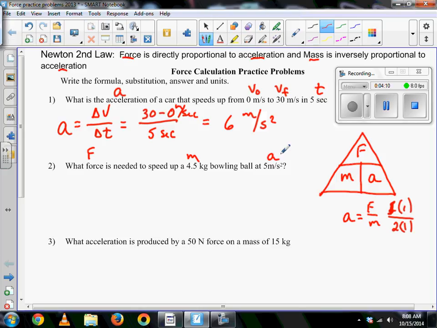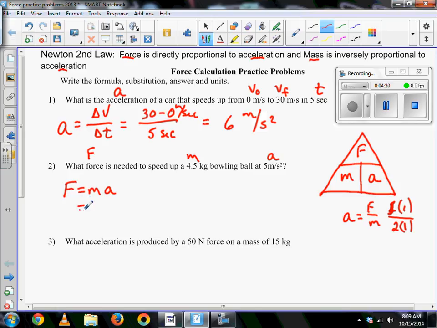Now I have to come over here and figure out what formula I'm going to use if A equals F over m in this triangle. What are you going to cover up, Carly? The F. Very good. So if you cover up the F, you'll notice it's m times A. So F equals m a.